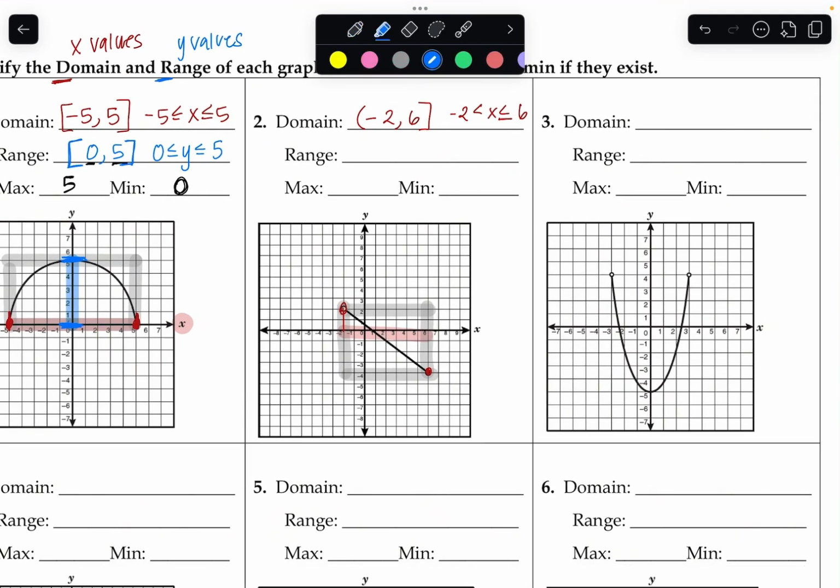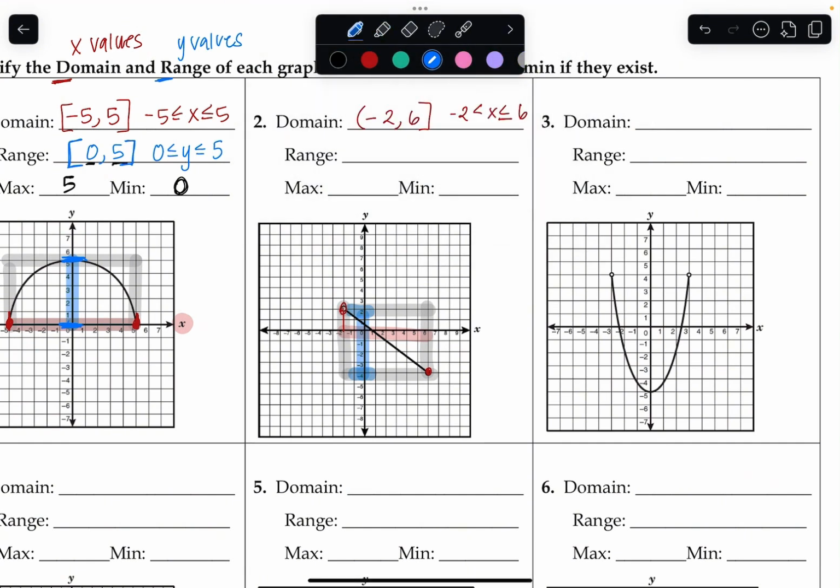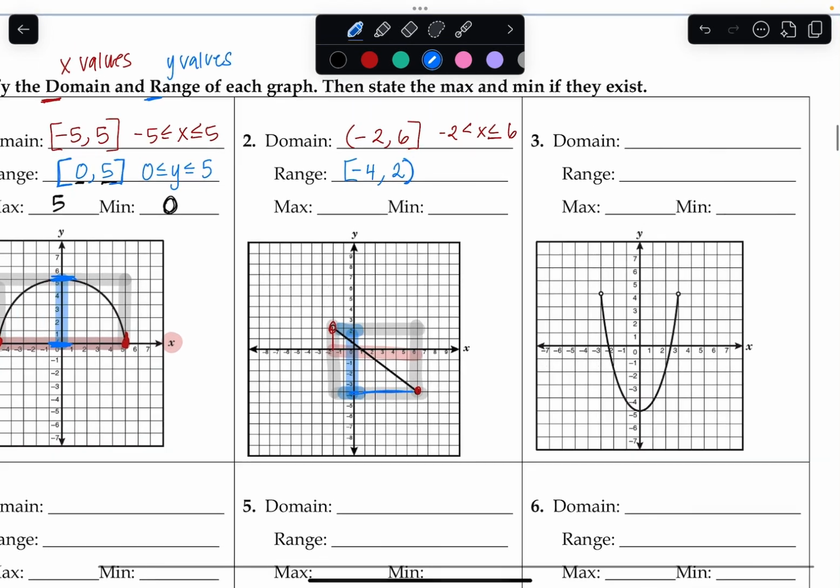For the range, we're scanning from bottom to top, so -4 all the way to 2. Least to greatest, always least to greatest. And then at -4, there's a closed circle, so bracket. And then at 2, we have an open circle, so parenthesis. Okay, and so our minimum here is -4.